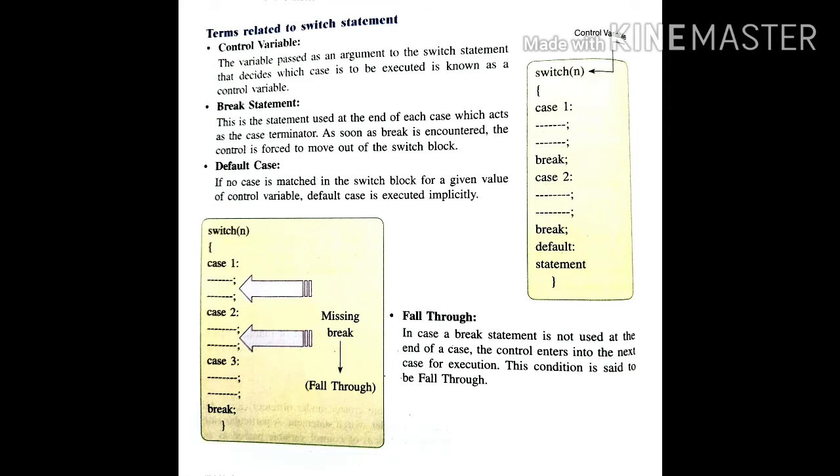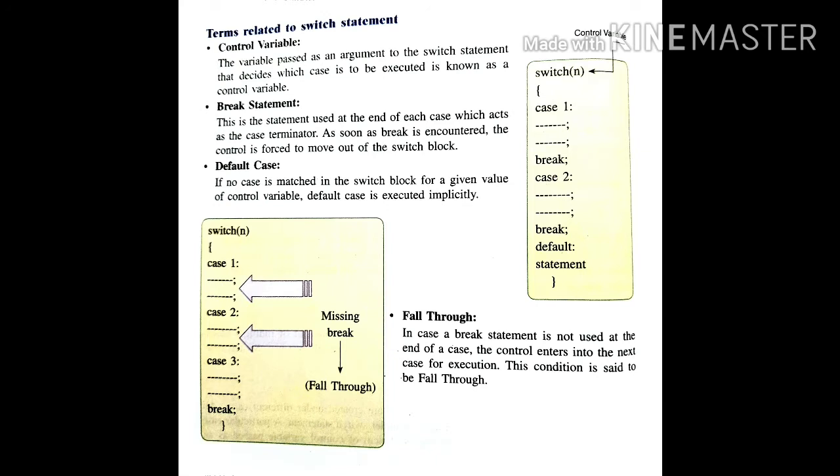So, terms related to the switch statement. First is control variable, break statement and default. Control variable means switch (n). Break statement: at the end of each case we have to write the break. The variable passed as an argument to the switch statement that decides which case is to be executed is known as the control variable. Break statement is the statement used at the end of each case which acts as the case terminator.